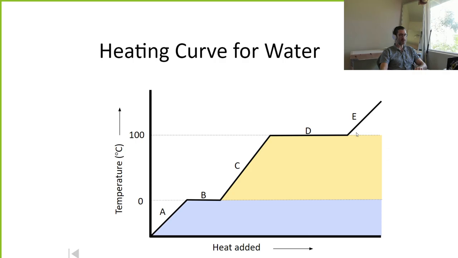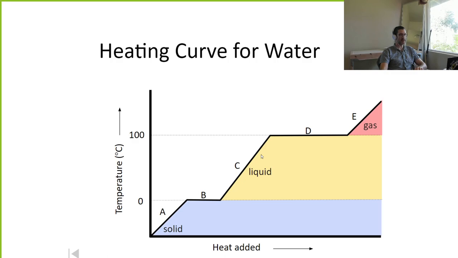So we have a solid, a liquid, and a gas. As we move from left to right, we melt or vaporize, and if we move from right to left, we condense or freeze. Okay, that was a heating curve. We have temperature and heat.